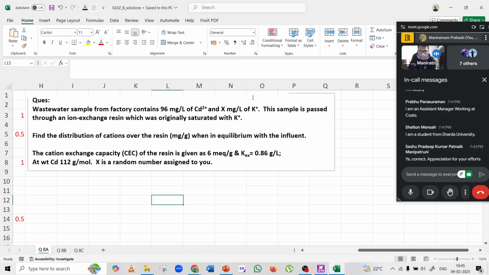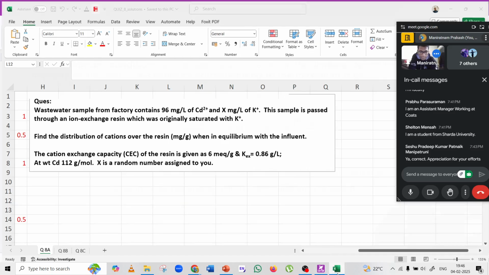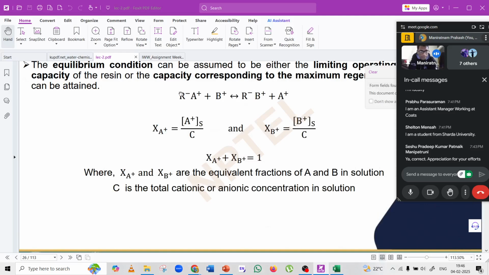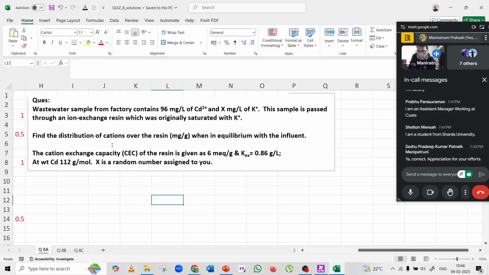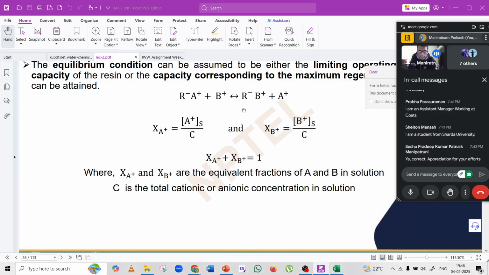Now the sample is passed through the reagent that was saturated with K. So what will happen is that this cadmium will replace potassium. Find the distribution of cations over the reagent when in equilibrium with the effluent. This means we have to find the concentration of R dash B.